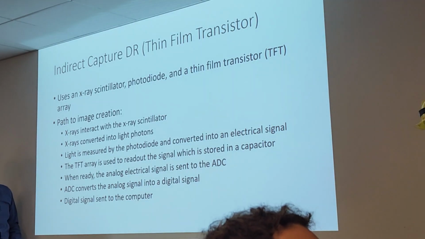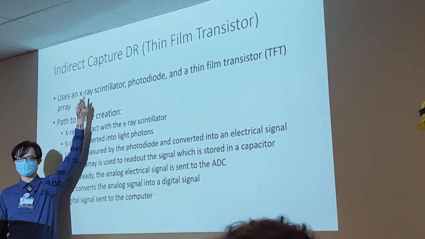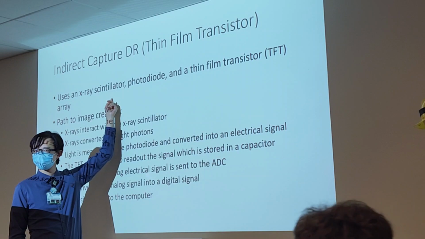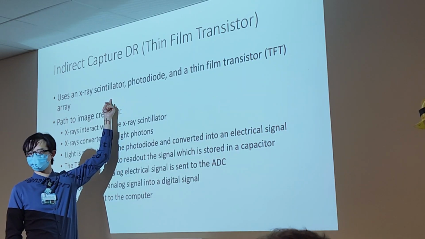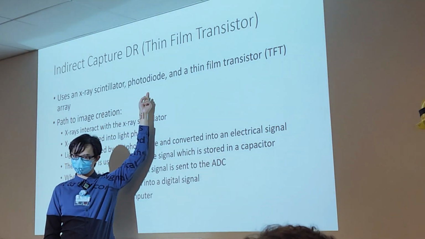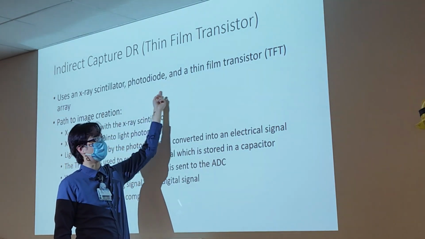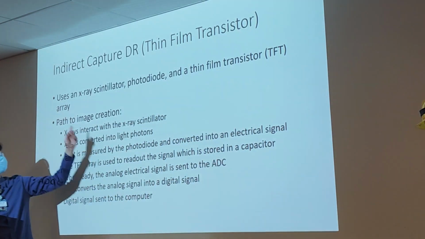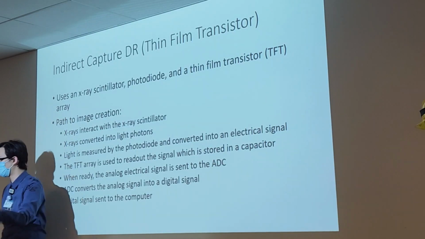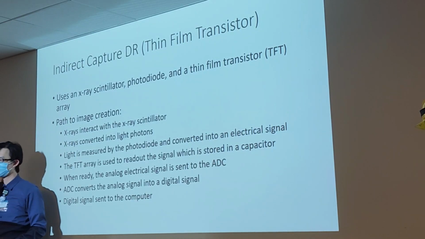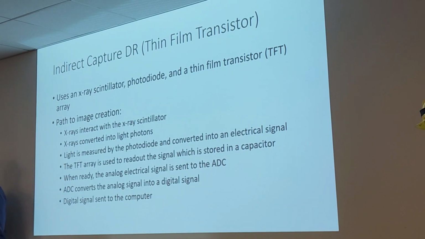Yes, there's a difference. Because if you take a look here, what does the TFT method use? We have an X-ray scintillator. Does that look familiar? The same thing. Yes, we talked about that. We have a photodiode. Does that look familiar? Not with this one. No. We have a TFT. Does that look familiar? No. Well, it's in an array. Does array look familiar? Yes. All right, at least we know what an array is. Good. So as you can see, there are some big differences between the CCD CMOS method and the TFT method.